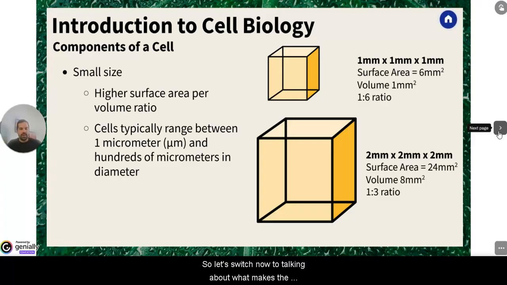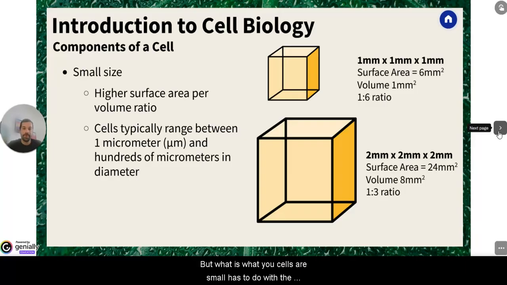So let's switch now to talking about what makes the components of a cell, what defines a cell, and what are its characteristics. The first of which is that cells are small, with some exceptions. You can think of a large ostrich egg as essentially one massive cell.